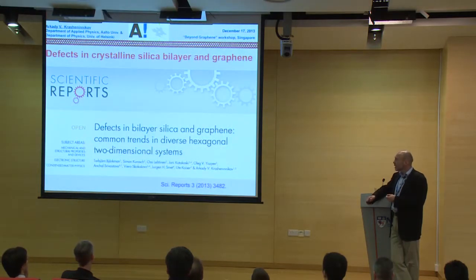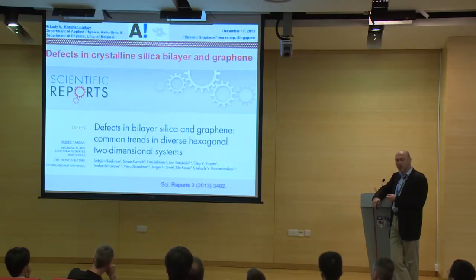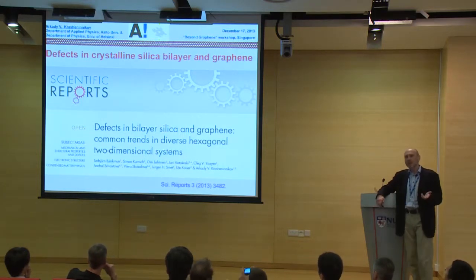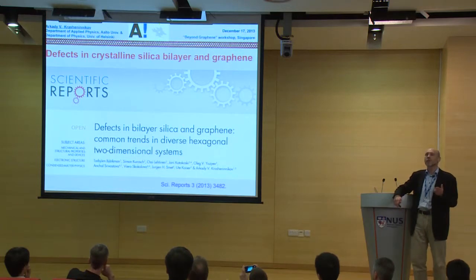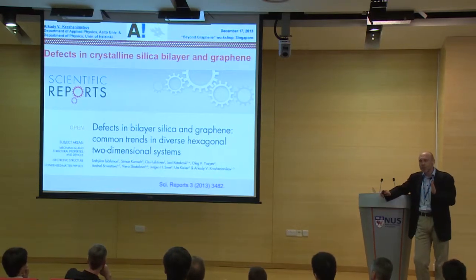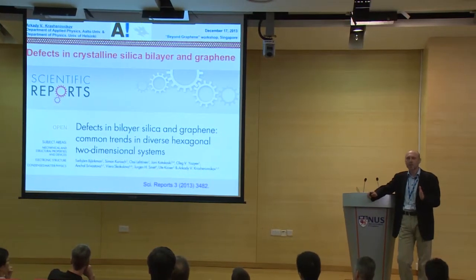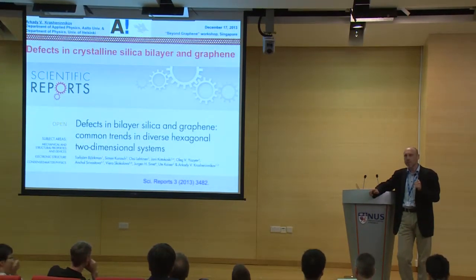Now let's look at defects in the silica bilayer and graphene. We just published a paper on that, and jumping ahead of the story, defects in graphene and the silica bilayer follow, in two systems with completely different properties but the same symmetry, the same pattern.